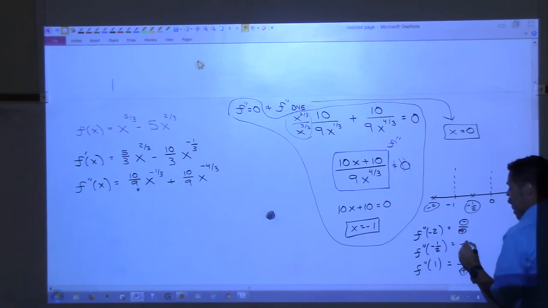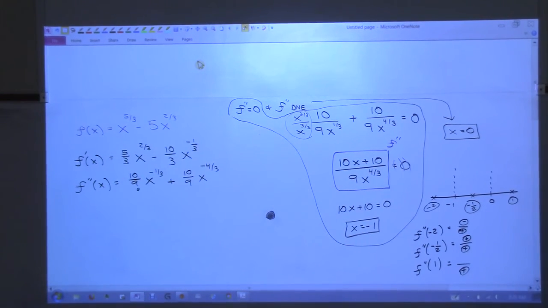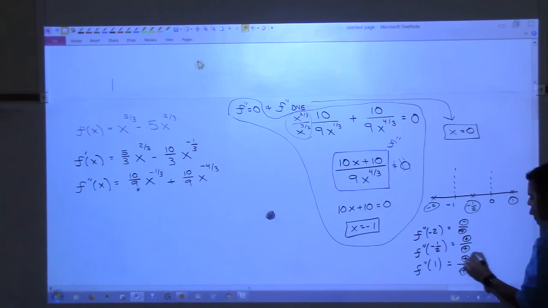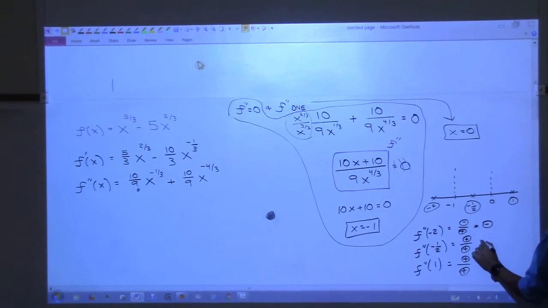-5 and then +10, so we get a negative on top? No, positive. Well, I can fix that. Positive, and then if we plug in 1, we get positive again, right? So this thing does this. It's negative, then it's positive, then it's positive. So it doesn't switch there.